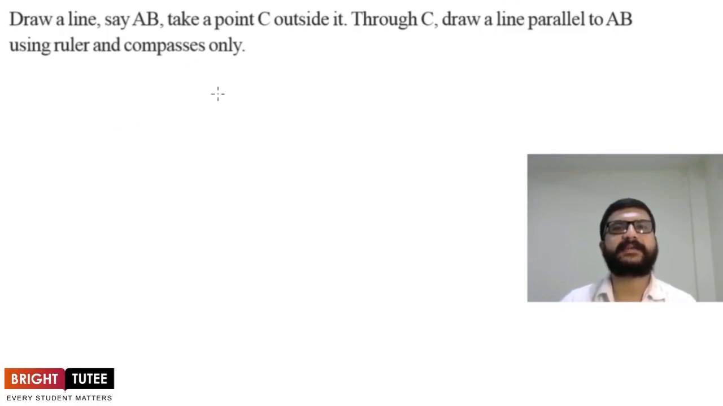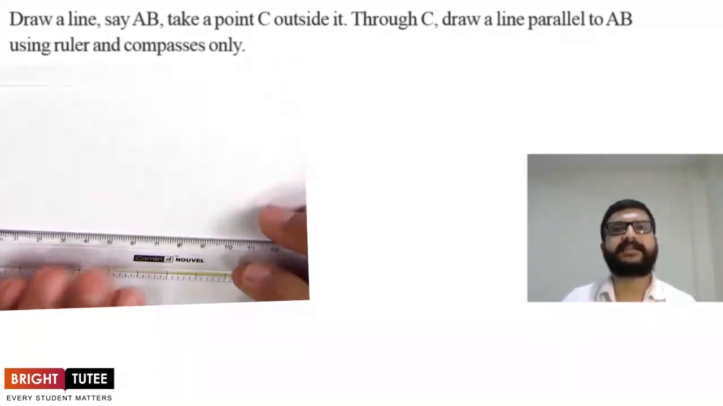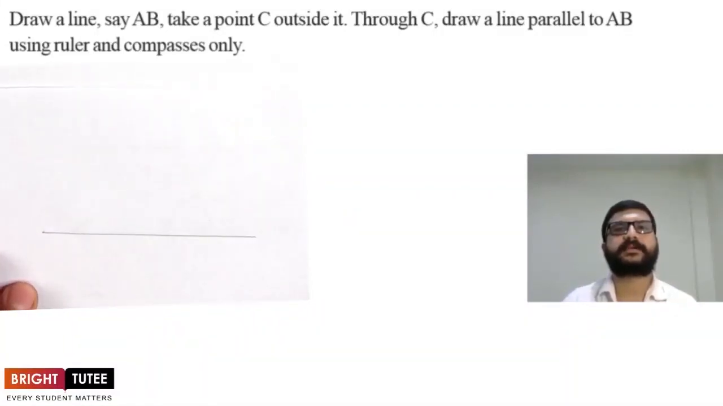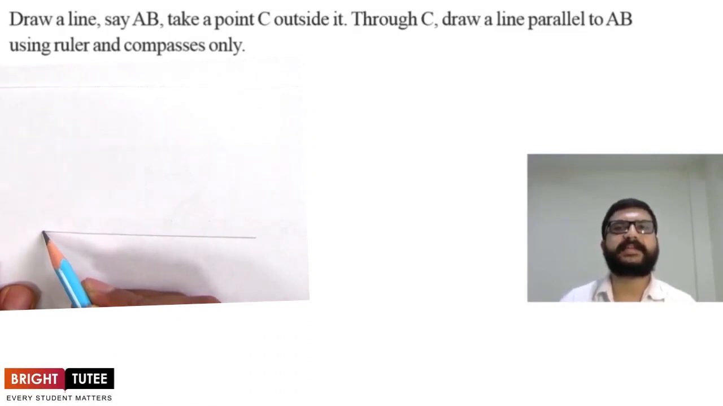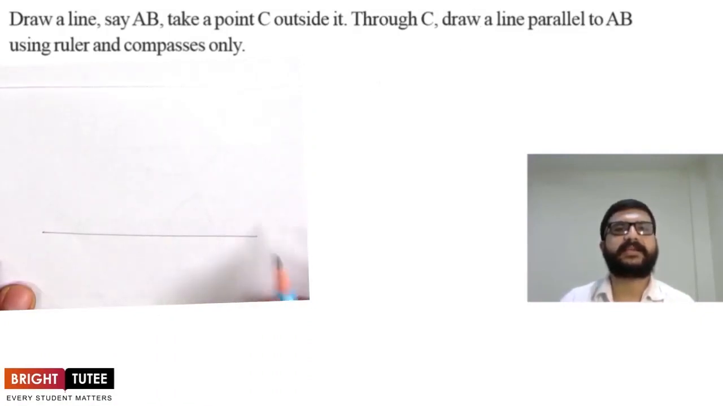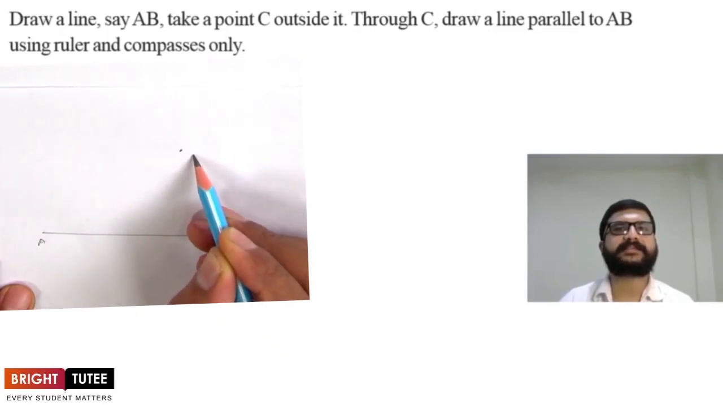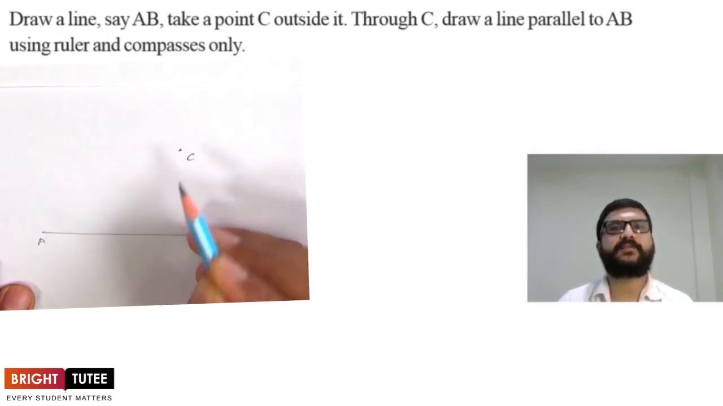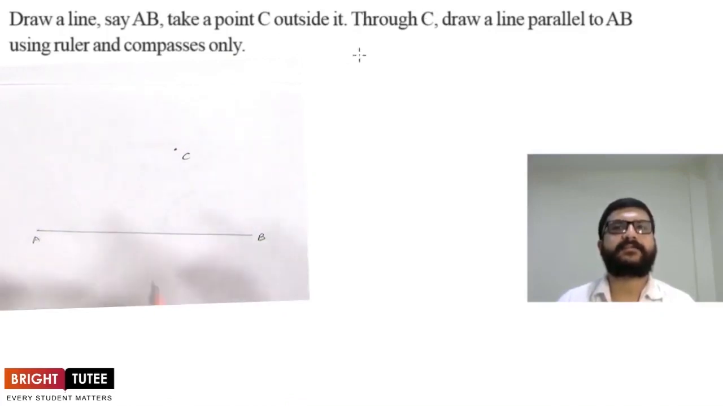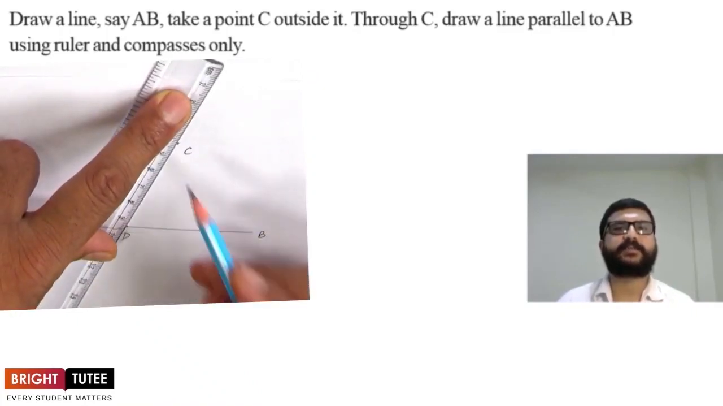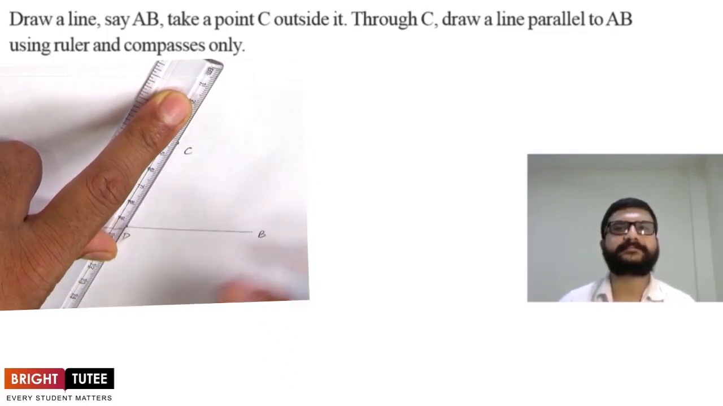So suppose we are having a line, let's say this is the line AB. We can name this as AB, and somewhere outside this line we are having any point C. Now what is the first step? The first step is we have to take any point D on the line AB and join CD. This is point D. Now we have to join CD.